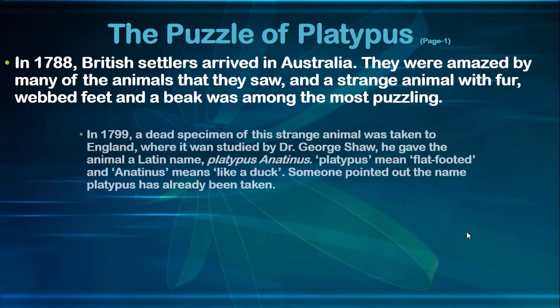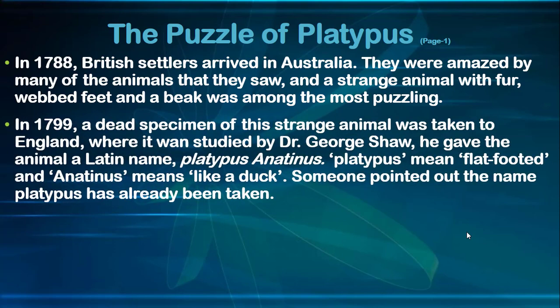Just moving forward. In 1799, a dead specimen of this strange animal was taken to England, where it was studied by Dr. George Shaw. He gave the animal the name Platypus anatinus. Platypus means flat-footed and anatinus means like a duck. You might have seen the feet of a duck. They are webbed and they are specifically designed to swim inside the water.